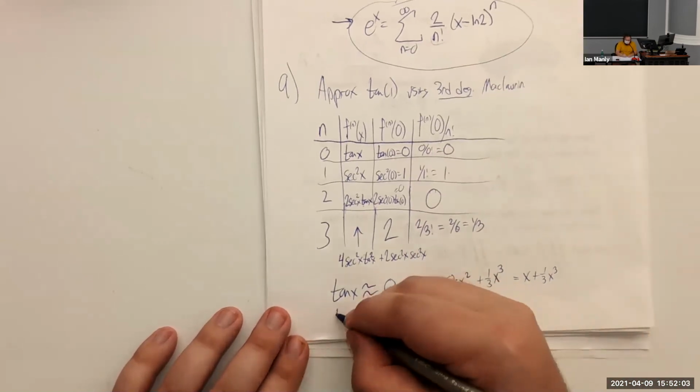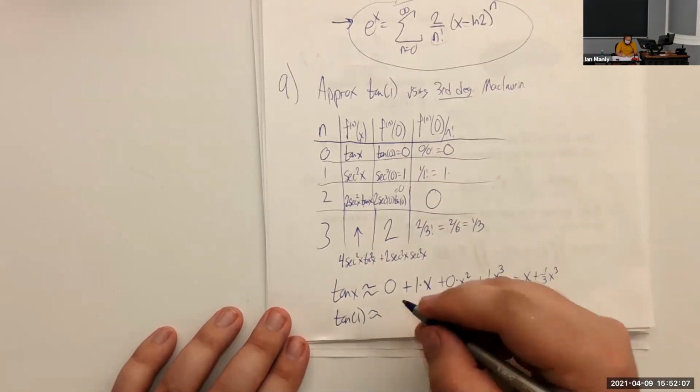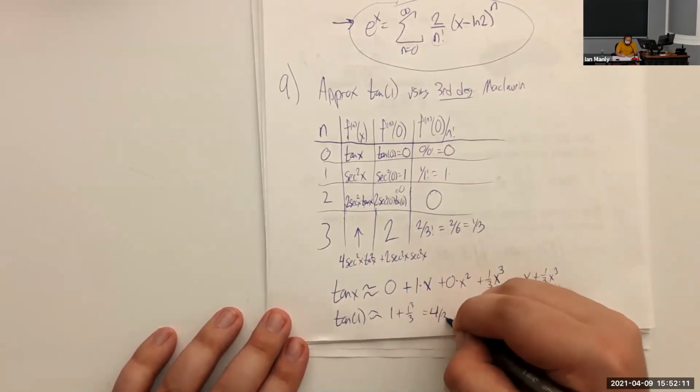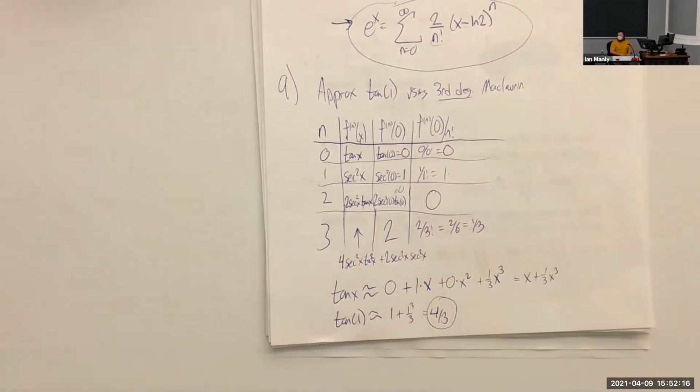So in summary, now we can just finish this. If we want to approximate tangent of 1, that will be approximately equal to 1 plus 1 cubed over 3, or 4/3 right here. So tangent of 1 is going to be pretty close to 4/3 right here.